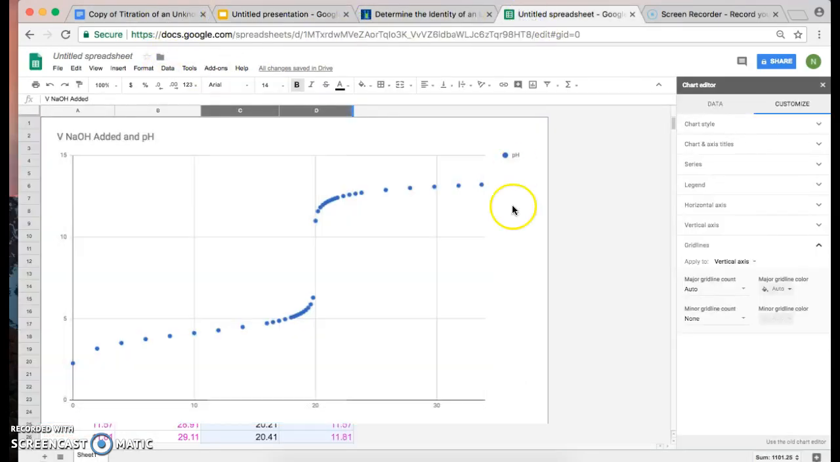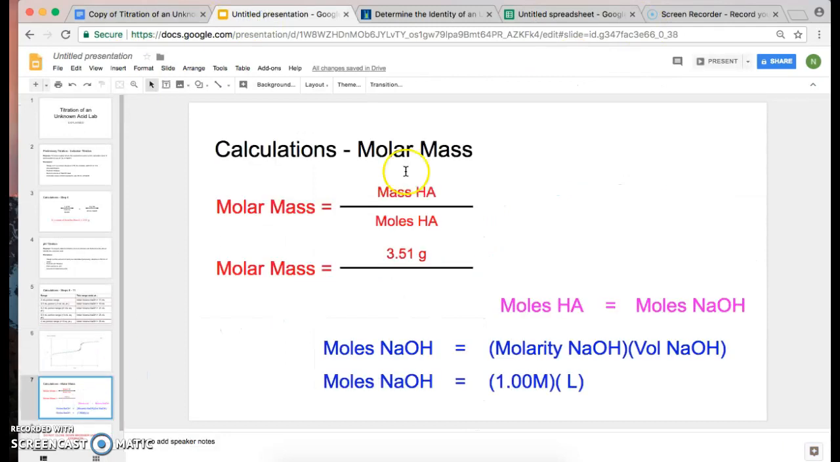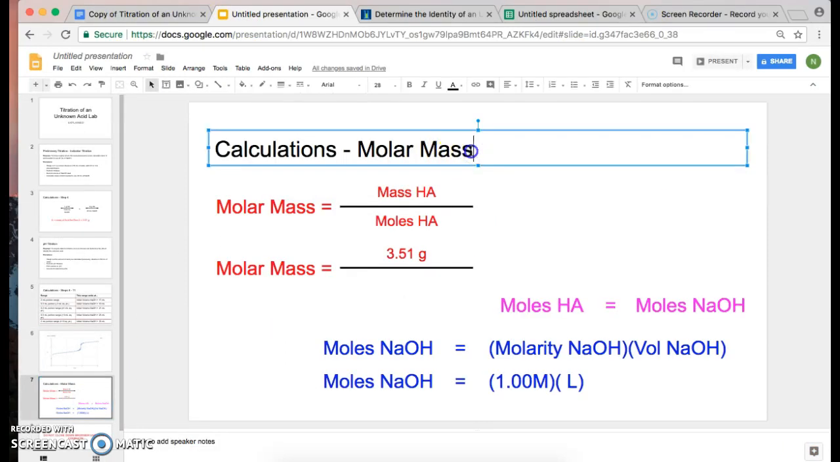Now that I know the volume of my equivalence point, I am going to utilize it to calculate the molar mass. So I'm going to write down here the volume at the equivalence point equals 19.91. What I want is the molar mass of this unknown acid, and molar mass is the mass of the acid over its moles.